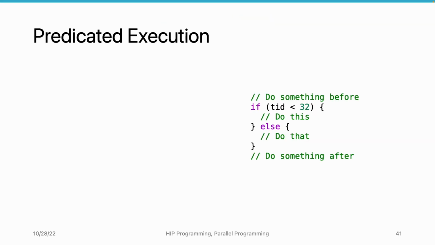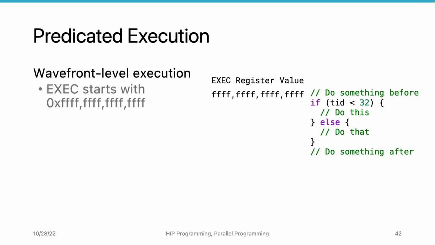So here we want to talk about predicated execution and how the execution mask works. We compare if the thread ID is smaller than 32. Let's assume there are 64 threads. We do something. Otherwise, we do something else. Then we do something after it. So all the instructions are for the whole wavefront. If we perform this operation, all the threads in the wavefront need to execute this line. But we don't want the threads that don't fulfill the condition to take effect, right? So we use this execution mask to represent which threads will take effect.